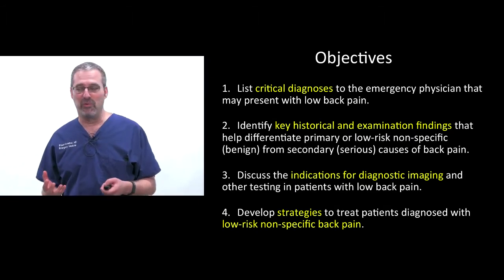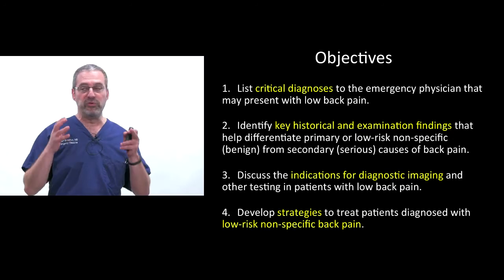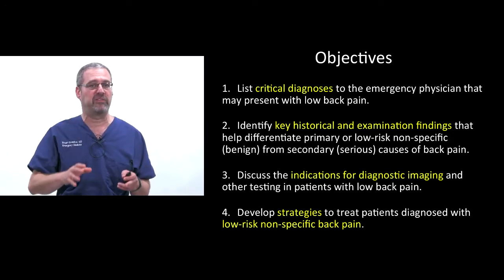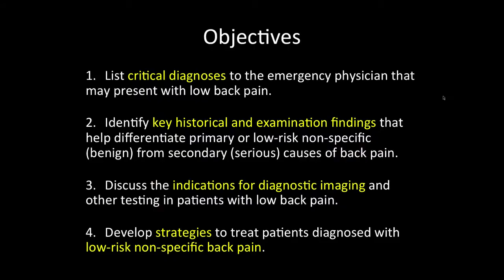These are our objectives. We want to basically compile a list of the most important diagnoses that can kill people and maim people that we don't want to miss. Talk about some of the key history and physical findings that might lead us to work people up for those. A little bit about the indications for X-ray, MRI, the main diagnostic imaging modalities. And then just a little bit about what to do with the majority of these patients who have low risk, non-specific mechanical back pain, which is the great majority of these patients.